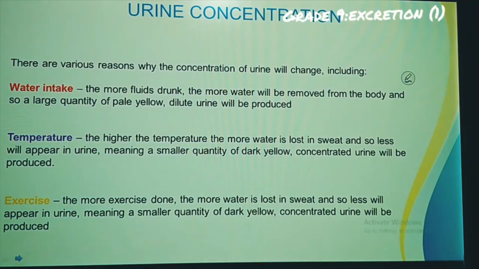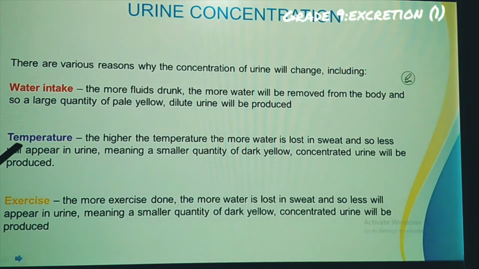So let's look at urine concentration. If you notice that sometimes you go to wee or pee and you find out that your urine may have different colors. Sometimes it's light yellow, sometimes it's very dark yellow. So these are the things that can affect the concentration of your urine. Number one, water intake. The amount of fluid you take. If you take a lot of fluid, you have more diluted urine, which is fine. It's good. But if you take little fluid, you have very concentrated urine because there is no excess water.